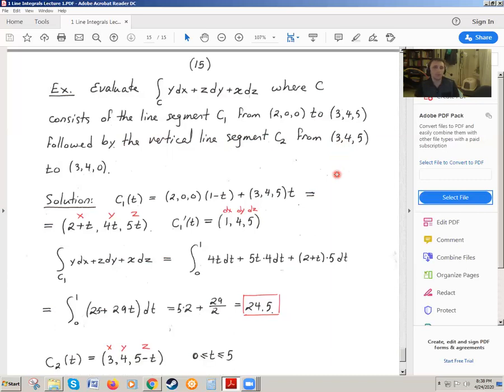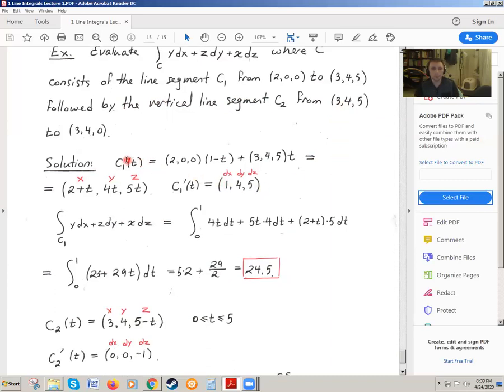So we break this calculation into two parts. We begin with parameterizing C1. Again, we begin at the point 2, 0, 0. So we write 2, 0, 0 multiplied by 1 minus t plus 3, 4, 5 times t. Then I see that 2 plus t is my x, 4t is my y, and 5t is my z. Now I take the derivative, c prime of t. It's 1, 4, and 5.